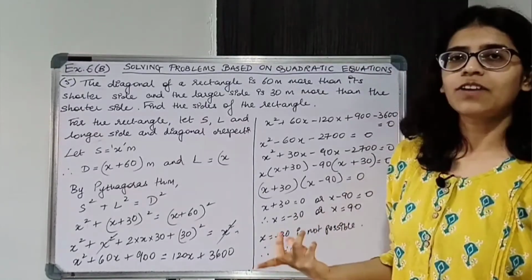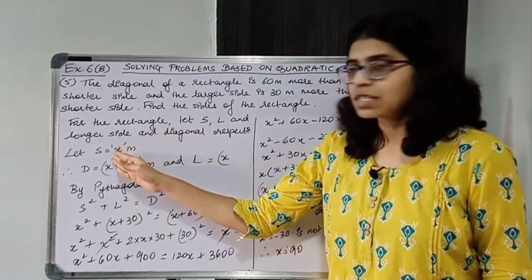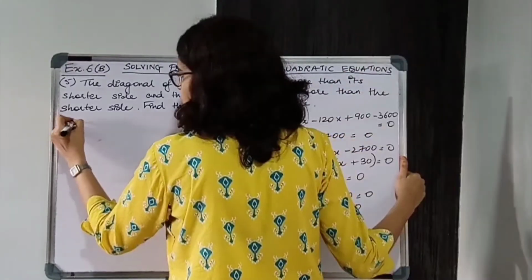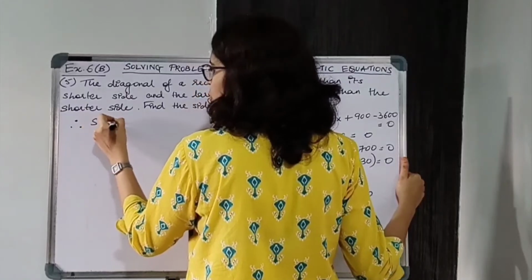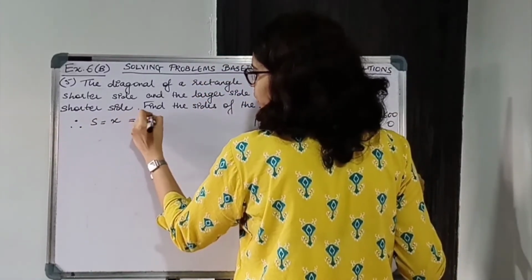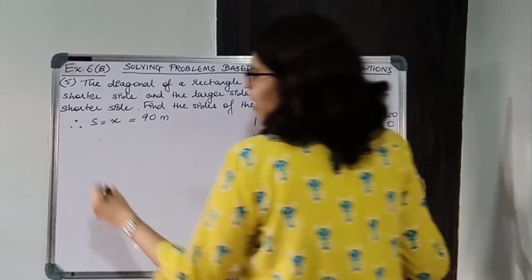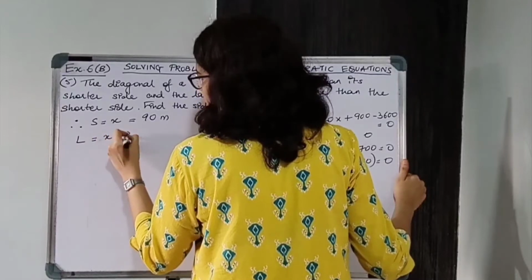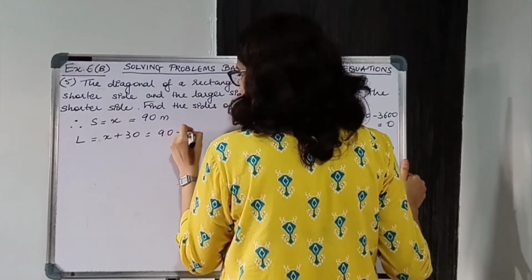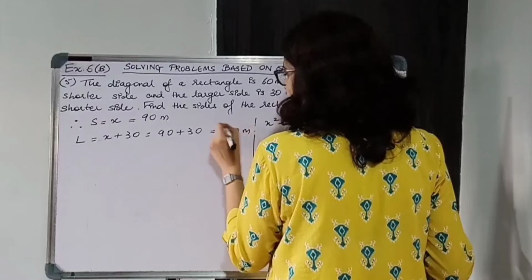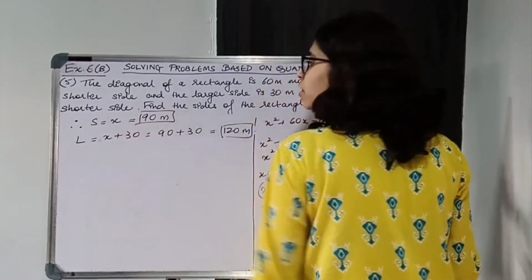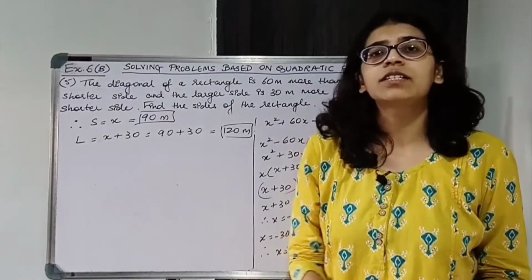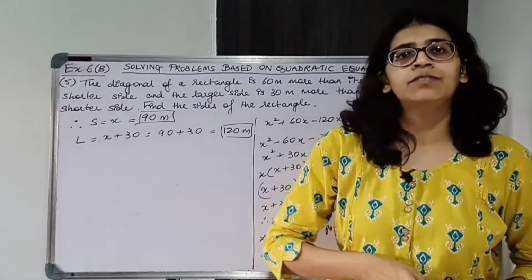Now we found the value of x. It's easy to find the shorter side, longer side and diagonal. So let us find that. So therefore the shorter side s is equal to x, which is equal to 90 meter, and the longer side L is equal to x plus 30, so it is 90 plus 30, which is 120 meter. You don't have to find the diagonal over here, it only asks for the sides of the rectangle. So write down the final statement after this. The sides of the rectangle are 90 meter and 120 meter.